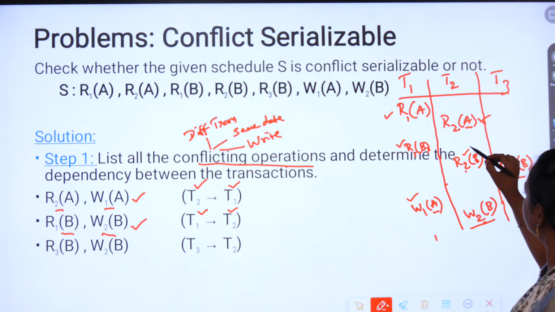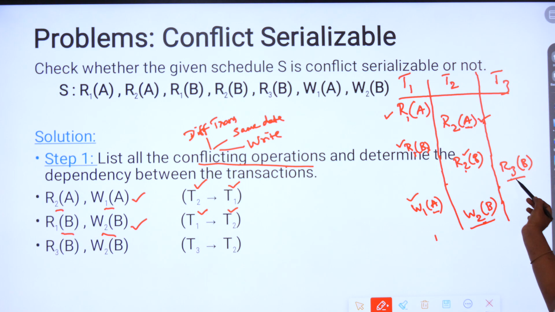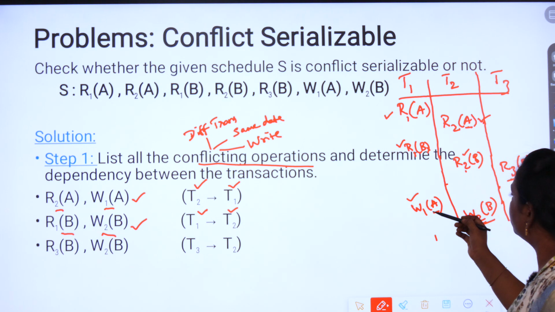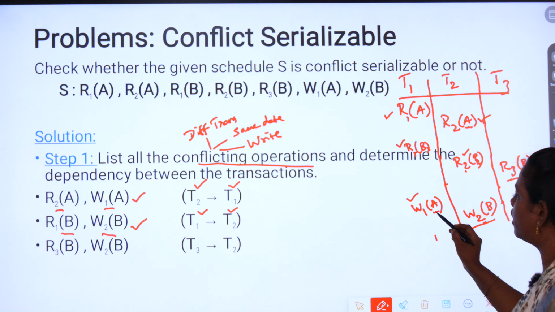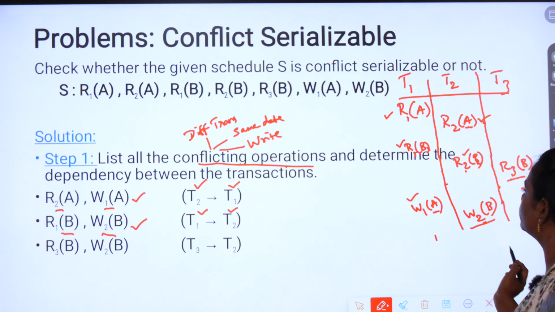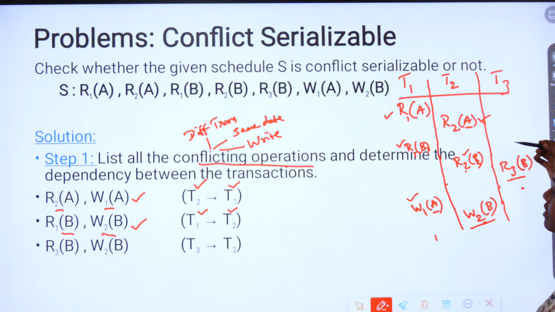So here I am going to check R2 of B. R2 of B I am going to compare with the next transaction. Here both are read operations, so there is no conflict. So compare with the next operation. Here both deal with different data, so definitely there is no conflict. That's all. There is no other operation for this R2 of B. So next I need to compare the next operation.